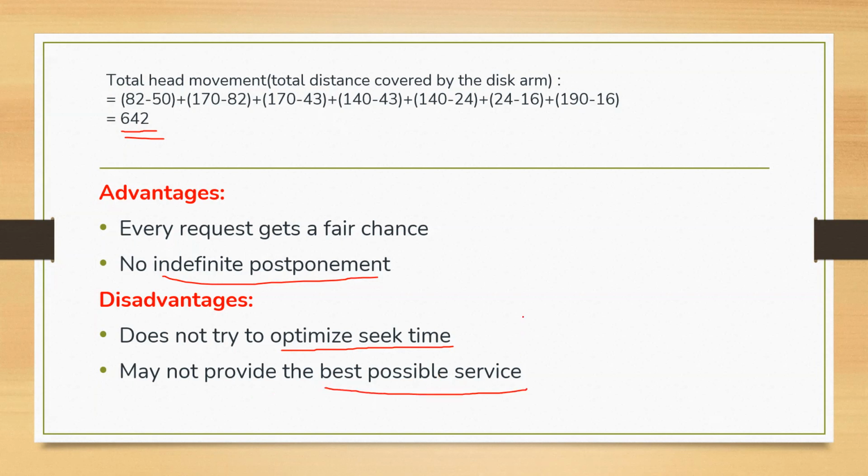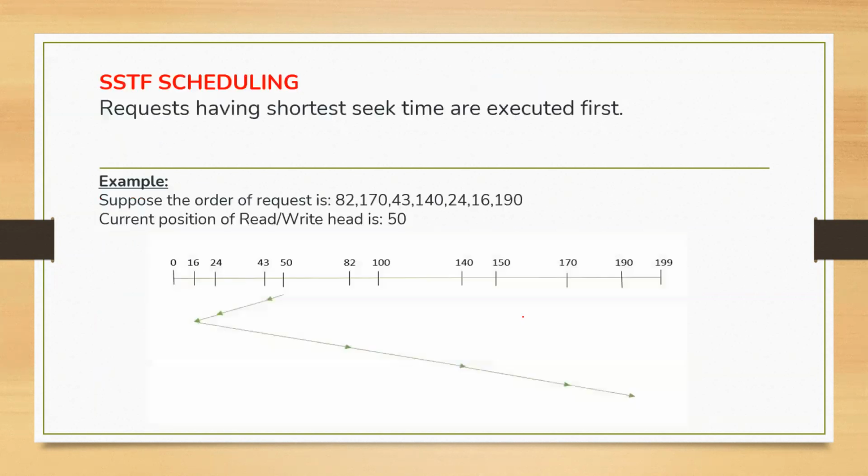Now we move on to the next algorithm, SSTF scheduling, which stands for shortest seek time first. So how does this algorithm work? This algorithm will move towards requests which have the shortest seek time. Requests having the shortest seek time are executed first. We're going to take up the same example that we took for FCFS scheduling.